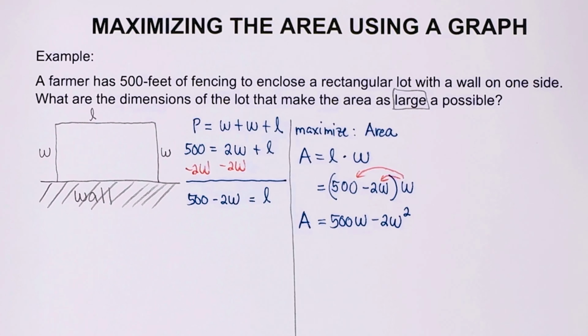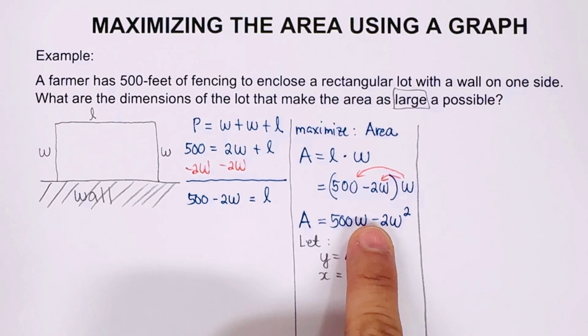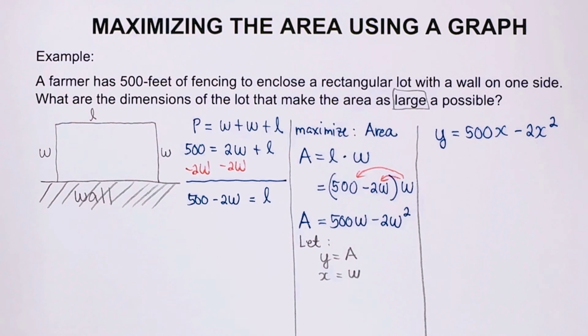Now we're going to change the variables to x and y, and we're going to use Desmos to determine the maximum point of this equation. In this case, we can let y be equal to the area and the width equal to the x. So this equation would come out. Now we're going to use Desmos to sketch this graph, and we determine the maximum point of the graph.